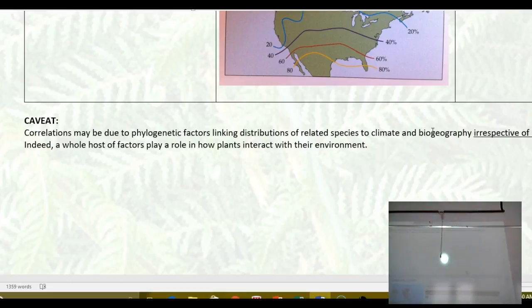Is that understood? Okay, so it's not black and white. It's not all clear cut. There's lots of stuff going on, but we study one thing at a time to understand how it can drive distribution and adaptations.